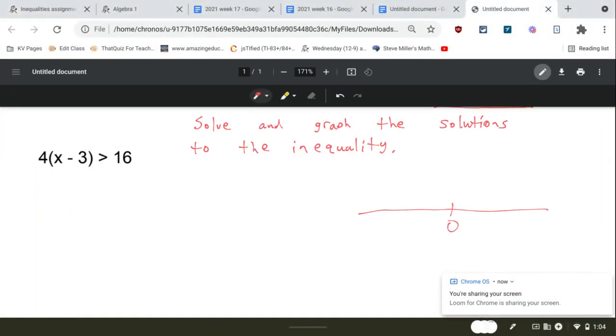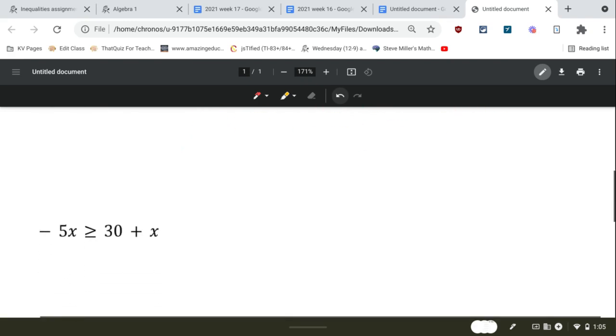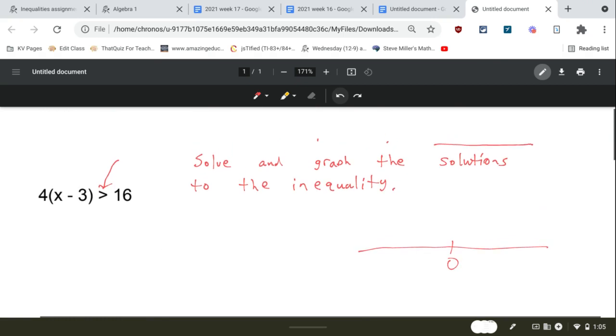All right, so what we're doing in this video is we're going to be solving and graphing the solutions to an inequality. An inequality is going to behave just like an equation, where we're solving for x by doing things to both sides of the inequality. But the reason this is called an inequality is because of the greater than symbol there. It could have been a less than symbol, could have been a greater than or equal to symbol, right? But just the fact that it has that symbol in there, that's what makes it an inequality.